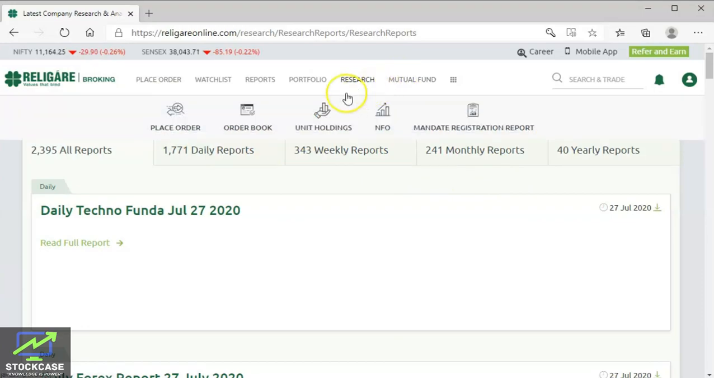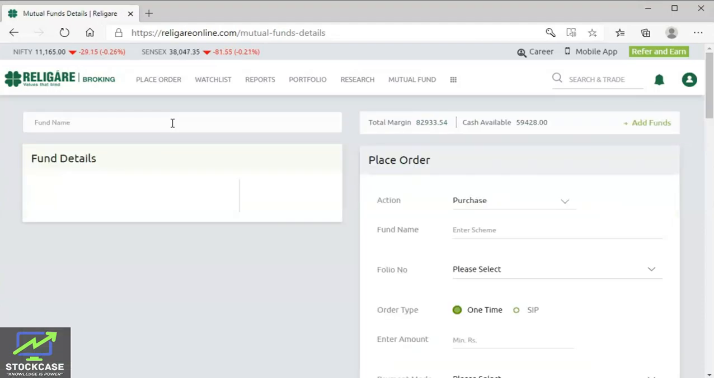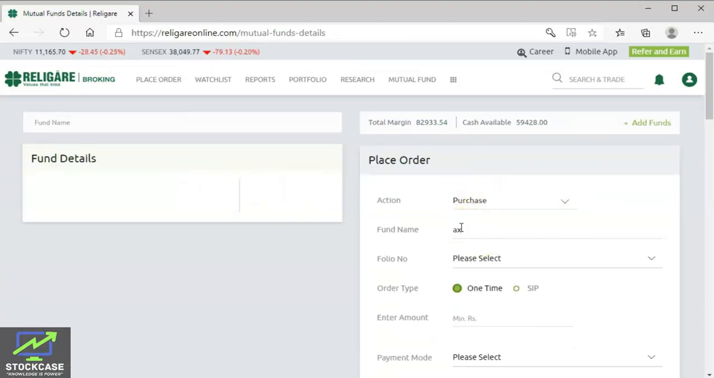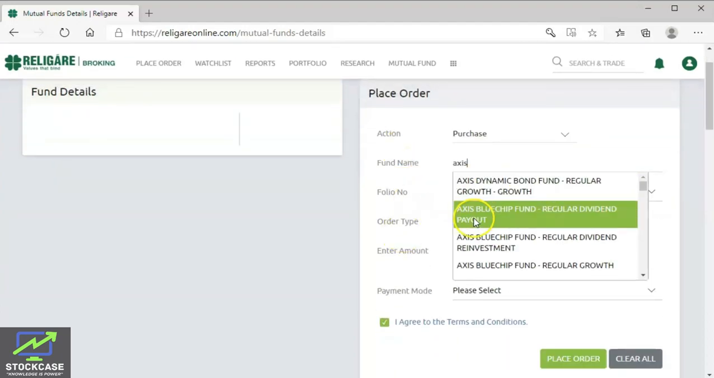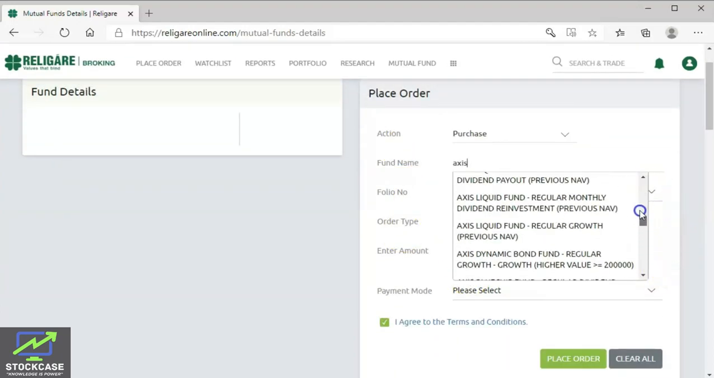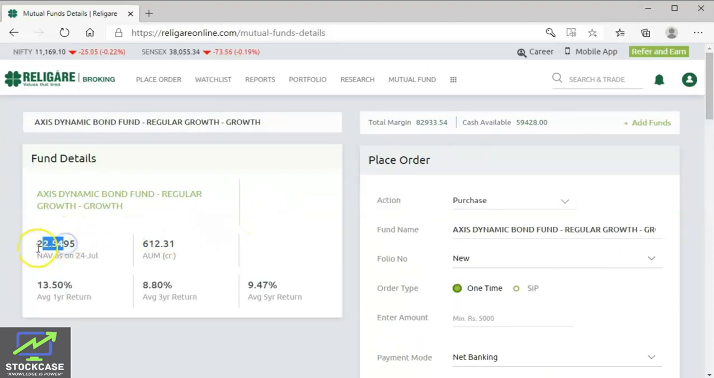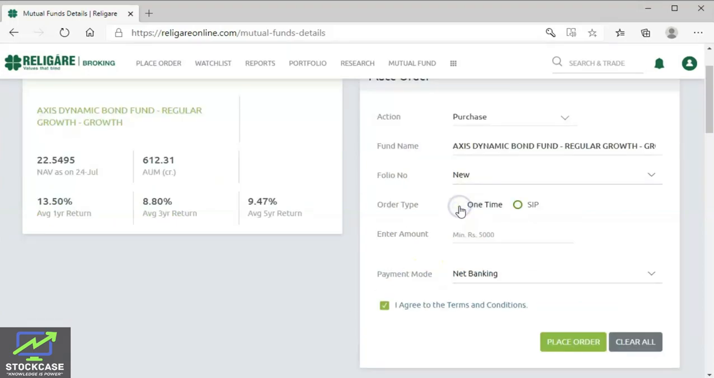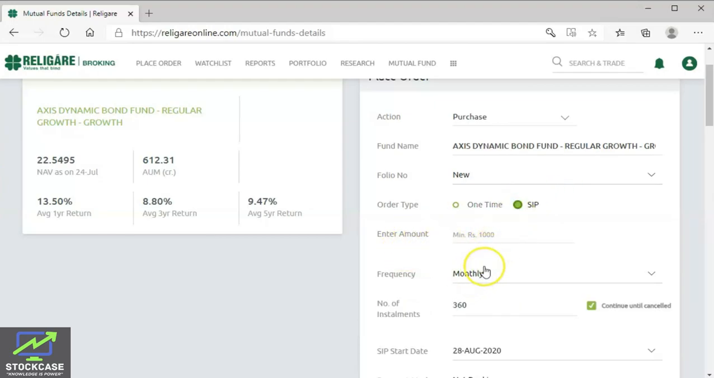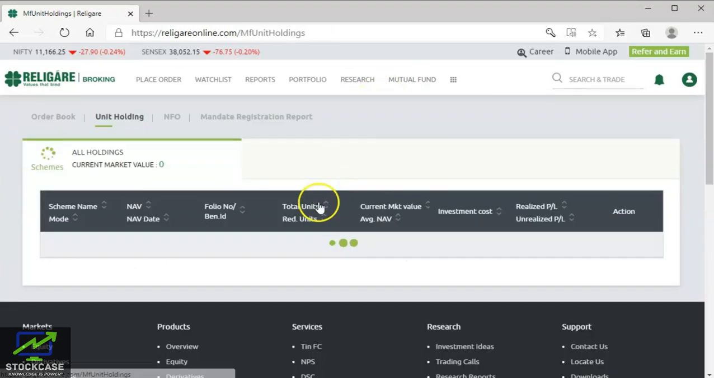If you are a mutual fund investor, you can see all your mutual fund holdings just by clicking on unit holdings. You can also place an order to buy mutual fund units right from here. The order window opens, type the name of the mutual fund, for example Axis. You can see all Axis mutual funds show up. Mutual fund details like NAV and past returns are shown here. Select whether one-time investment or SIP. If it is a one-time investment, type the amount and place the order. And if it is SIP, type the amount, select the frequency and number of installments and place the order. Once the order is executed, the units will be shown under unit holdings.